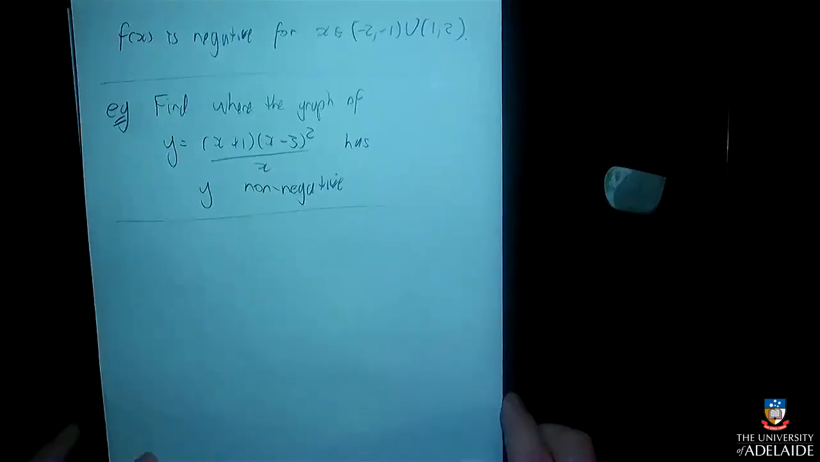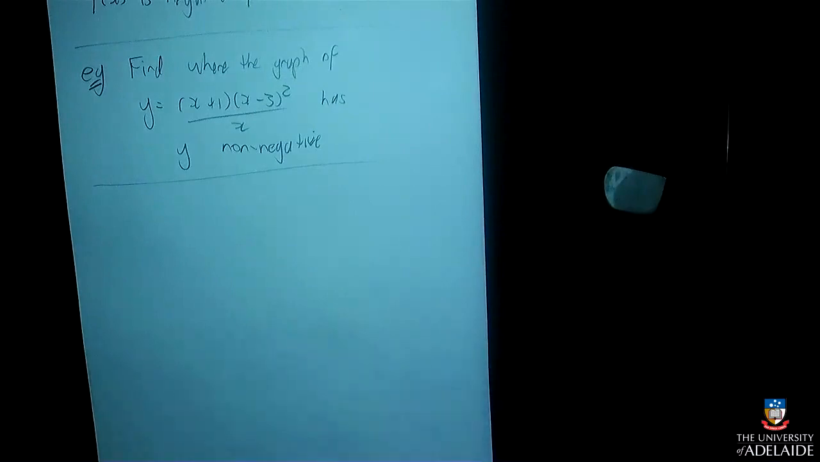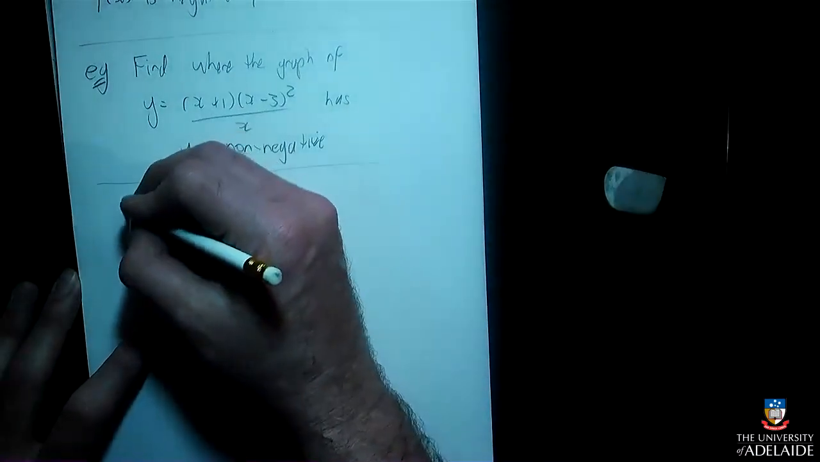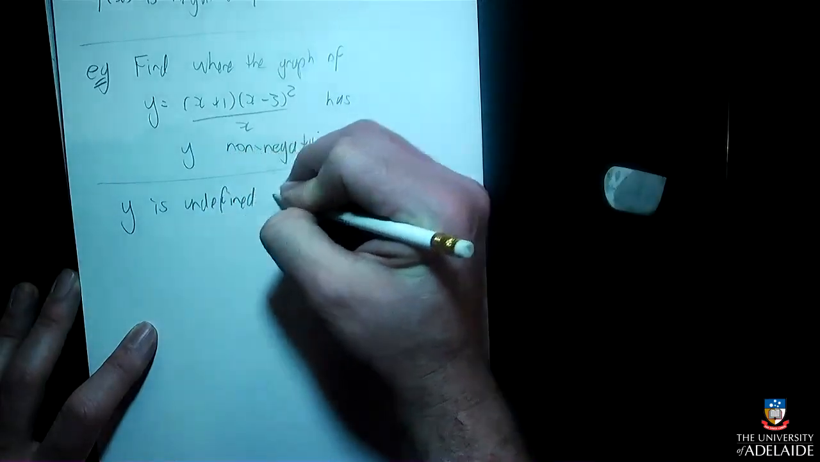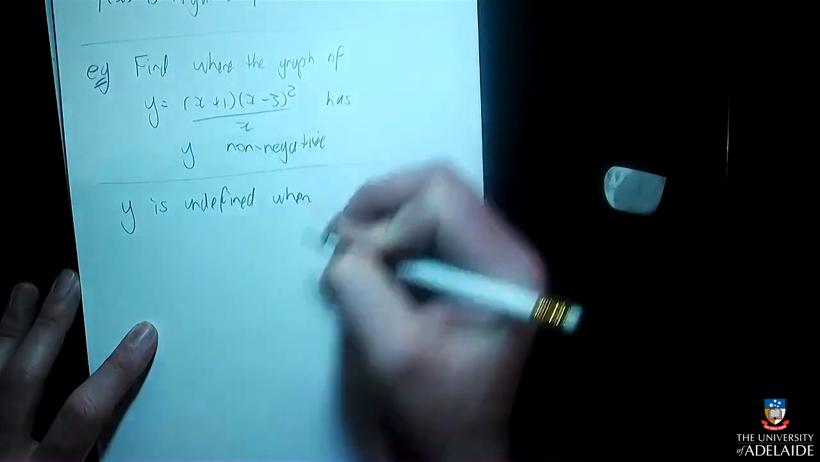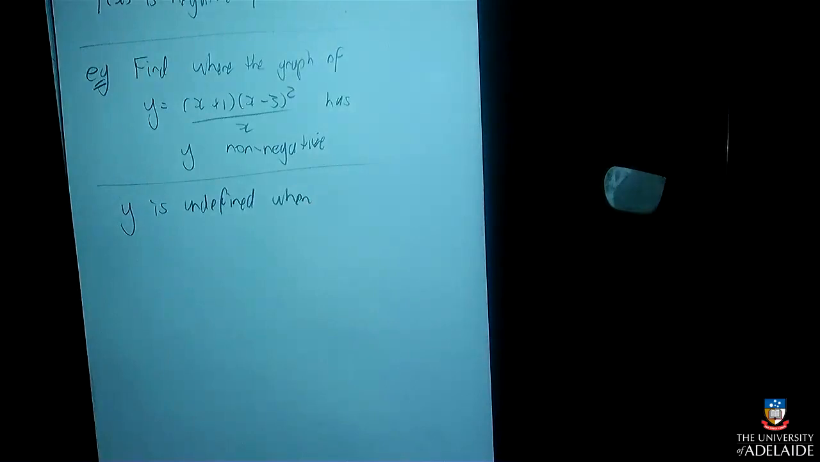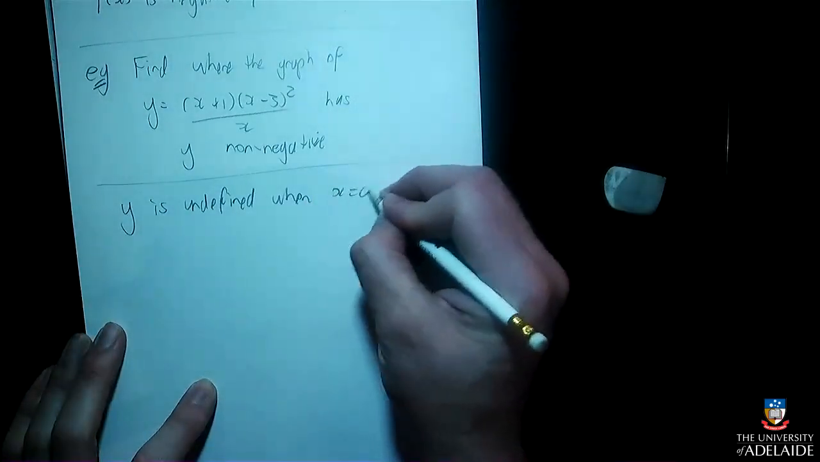All right, well, the first thing I'll do is figure out when it's undefined. That's a good place to start. So y is undefined when the denominator is 0, and the denominator is x, and so we can say when x is 0. Okay.